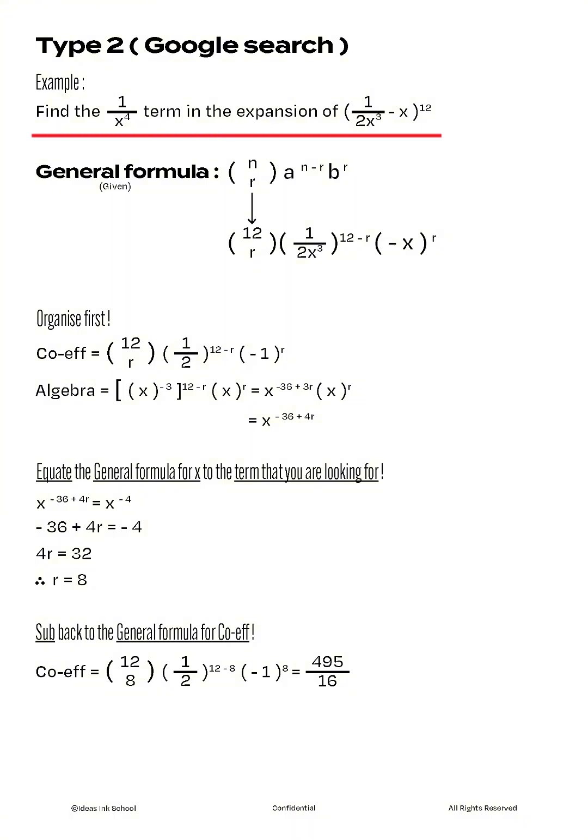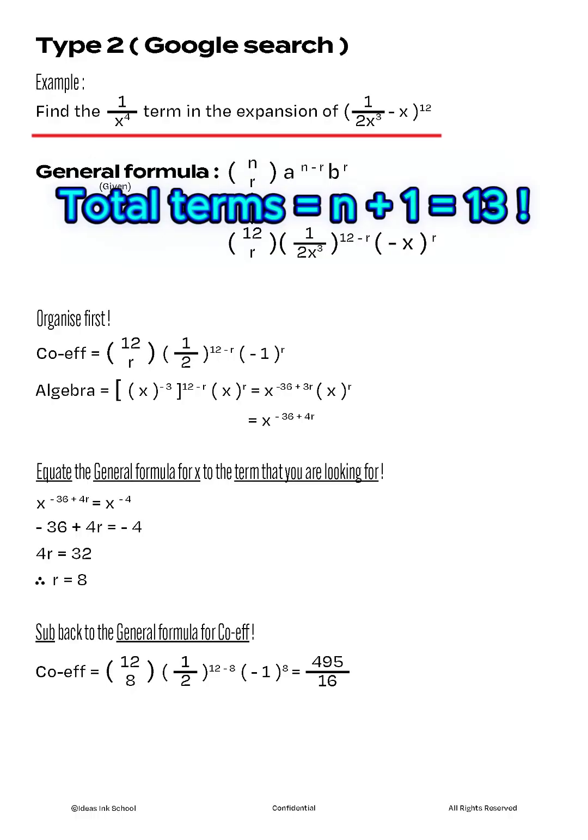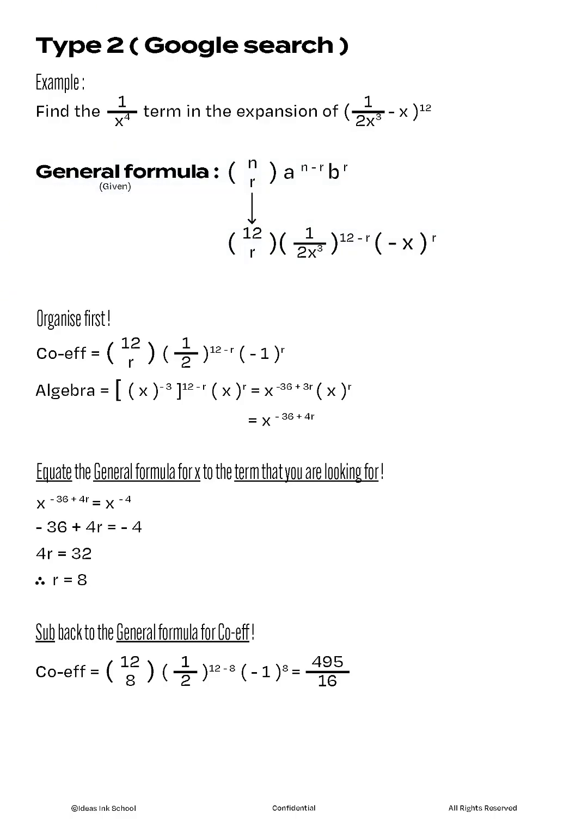So power of 12 means what? Power of 12 means if you add 1 to it, that's 13. So this binomial expansion has a total of 13 terms. So I want you to find just one term out of 13 terms, which is very troublesome if you want to do type 1. Type 1 means you're going to expand it. So it's quite troublesome to just find one term out of a sea of 13 terms. So is there a better and more efficient way?